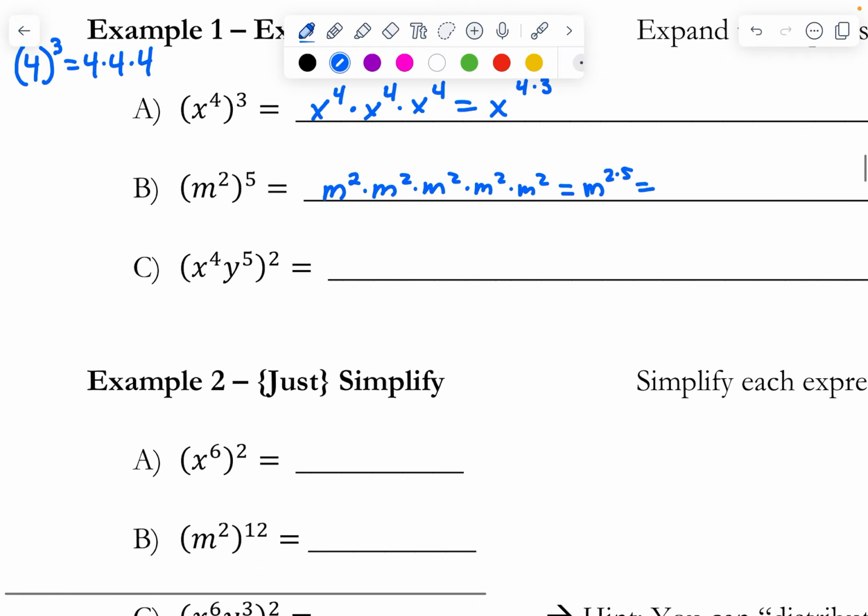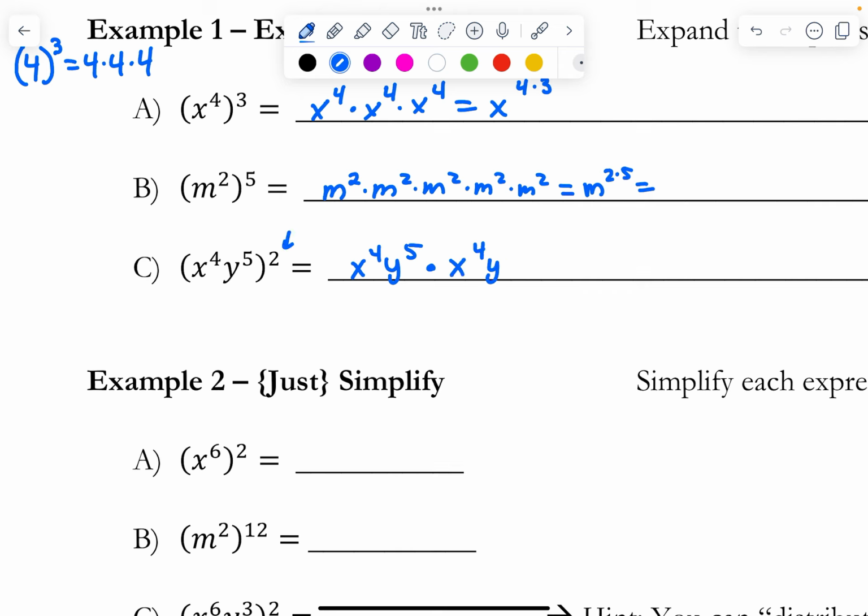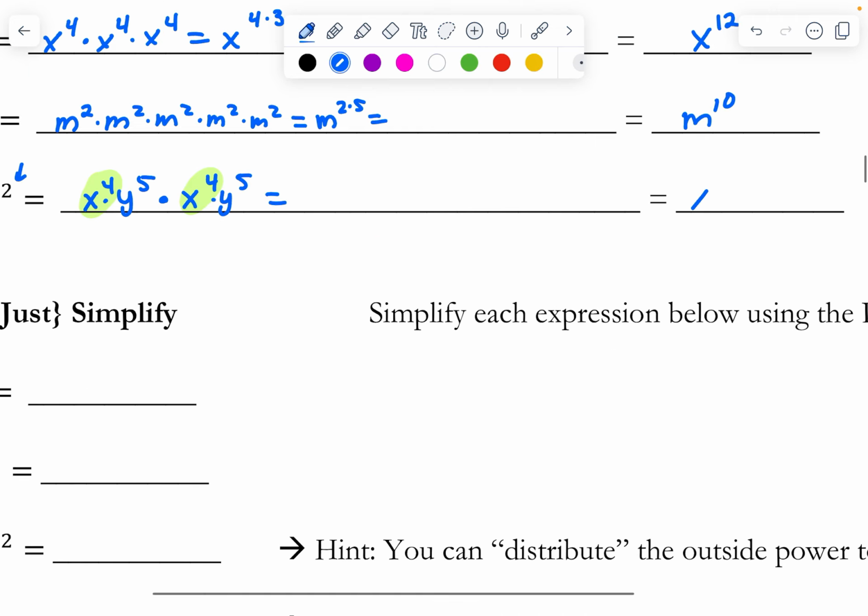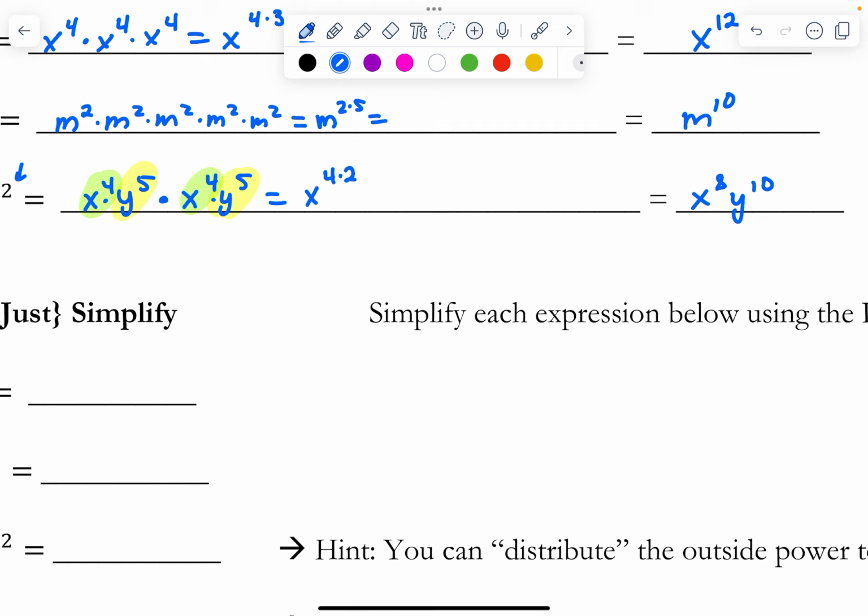Now, what happens when we have two variables? When we have two variables, the exact same thing pretty much happens. We have x to the fourth times y to the fifth, and we want to do that 2 times. So that's once, x to the fourth times y to the fifth, and now remember, these are all being multiplied. So I can combine my exponents, my x to the fourths: I have x to the power of 8. And we can combine our y to the fifths: y to the power of 5 times y to the power of 5 is y to the power of 10. That's just x, 4 times 2, y, 5 times 2.